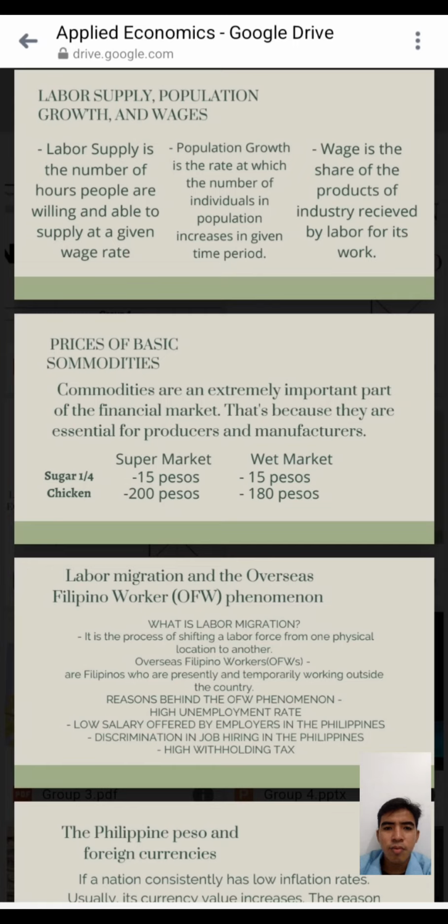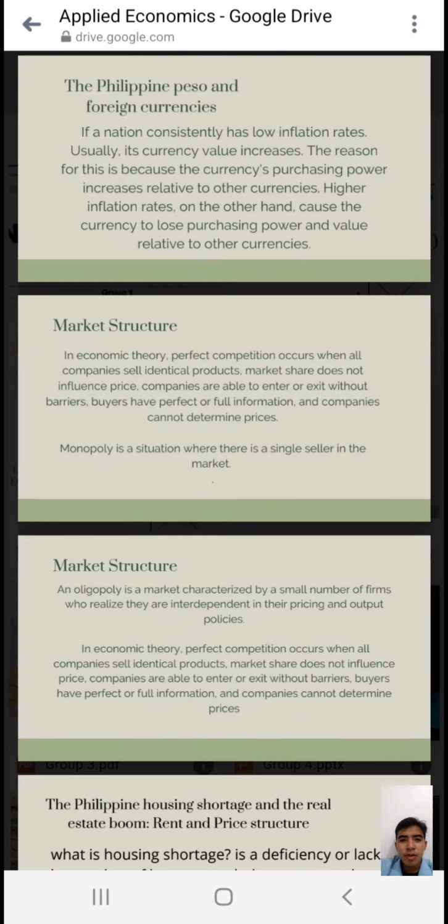Reasons behind the OFW phenomenon: high unemployment rate, low salary offered by employers in the Philippines, discrimination in job hiring in the Philippines, and high withholding tax. Pesos and foreign currency.